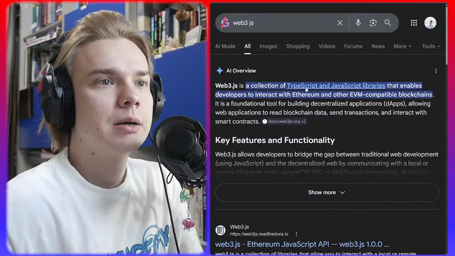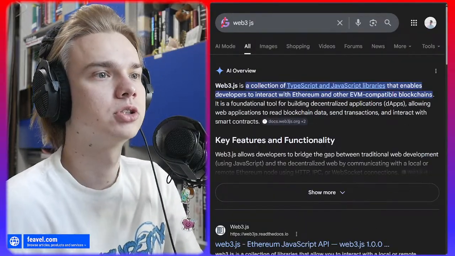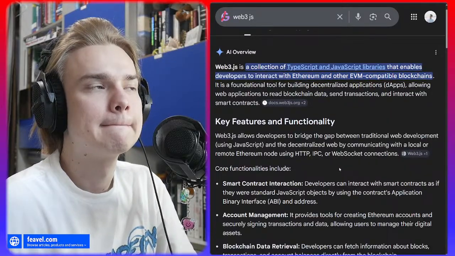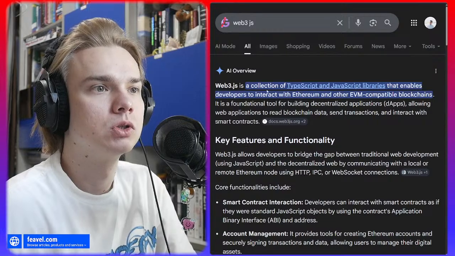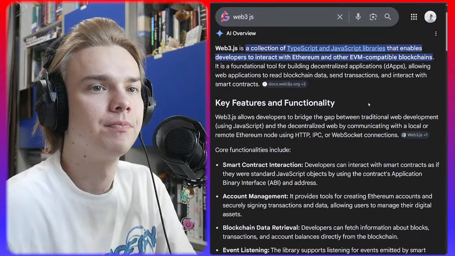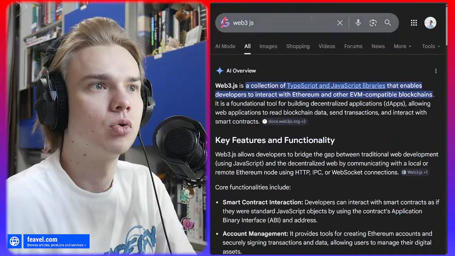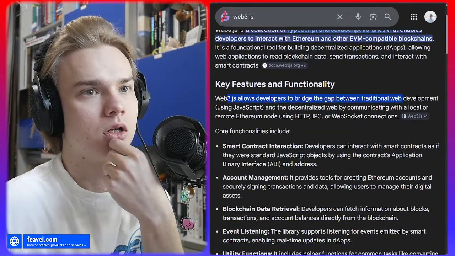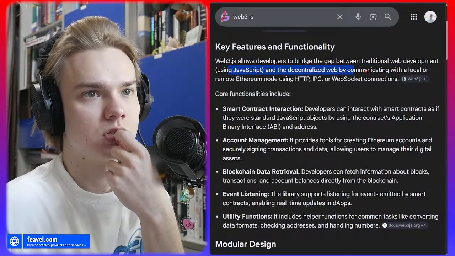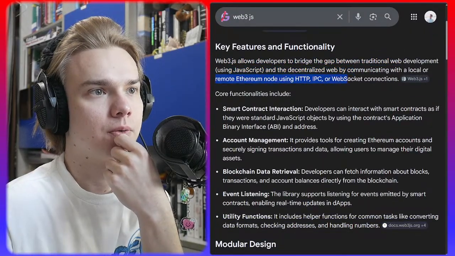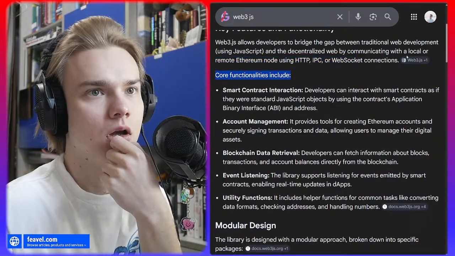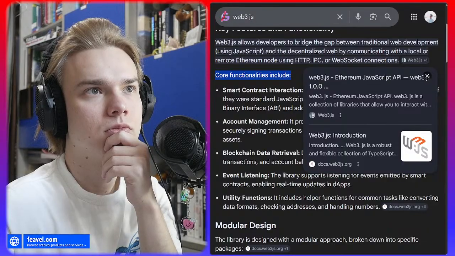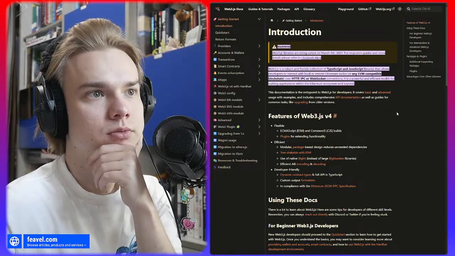Web3.js is a collection of TypeScript and JavaScript libraries that enables developers to interact with Ethereum and other EVM-compatible blockchains. So why only Ethereum and EVM? Why not other ones like Bitcoin? Okay, never mind. It uses JavaScript to communicate with a local or remote Ethereum node using connections. Let's see, introduction.